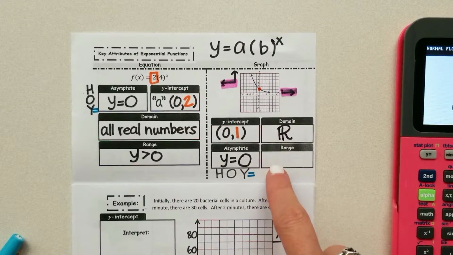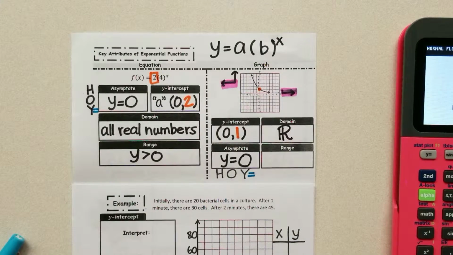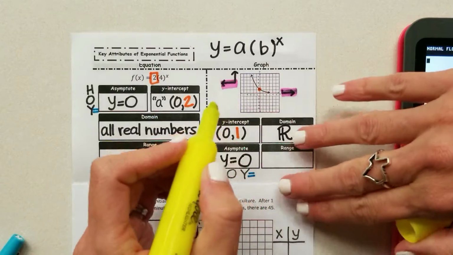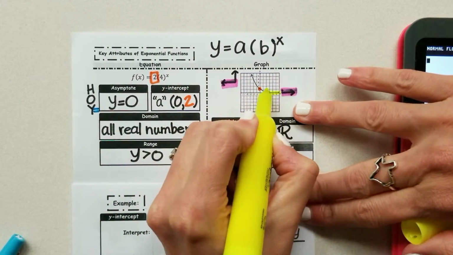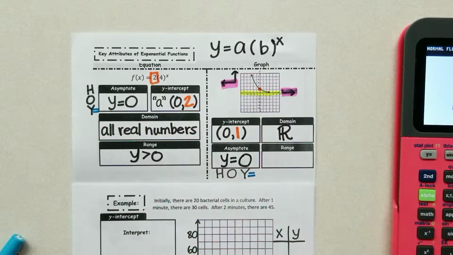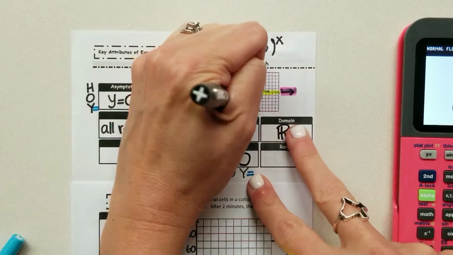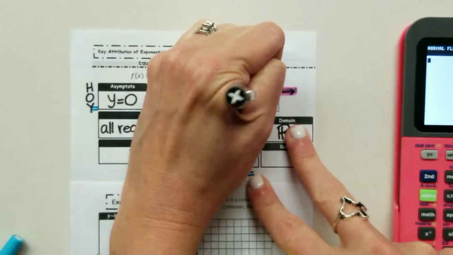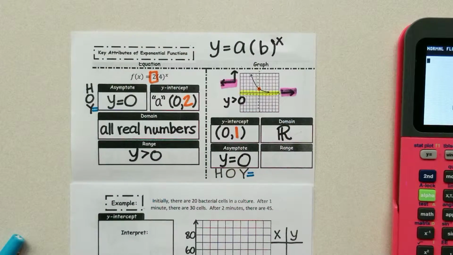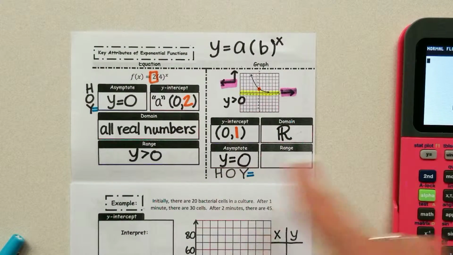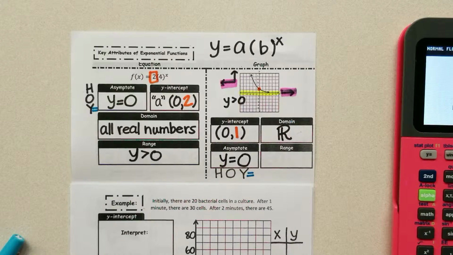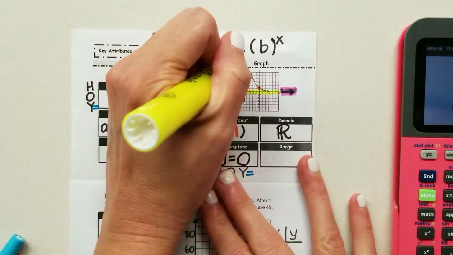And now looking at range, I want to ask myself how far down. And it's going to go as far down as 0 on the y-axis. So I'm going to go ahead and highlight a boundary there because it's never going to go below that. And I'm going to put y is greater than 0. And again, no bar because it's not going to ever touch 0 exactly. It's going to get as close as it can to that x-axis, but it's never going to actually touch or cross it.